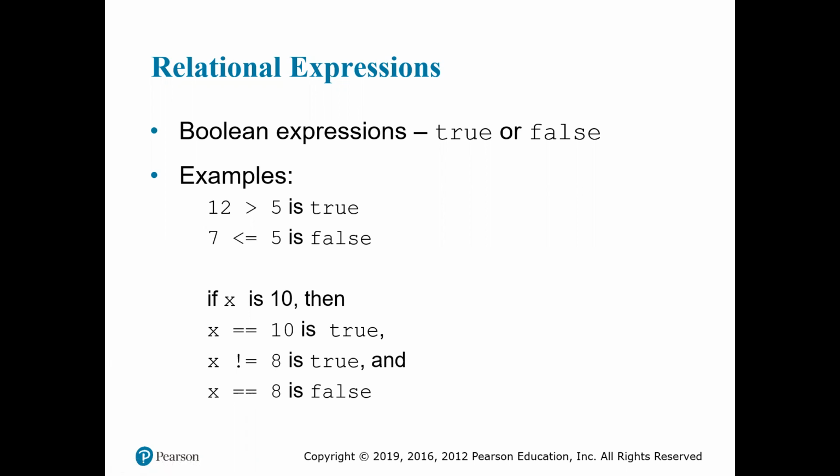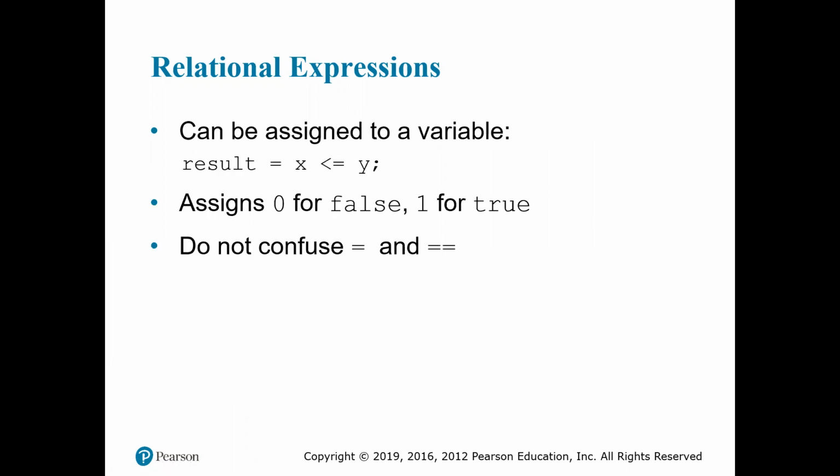So far, so good? Okay, perfect. All right, so if you want to, you can actually do a Boolean expression over here. You can say x <= y, and if that's true, then it'll actually save the result over here. If it's false, it'll save a 0, and if it's true, it'll save a 1. So 1 is true and 0 is false.